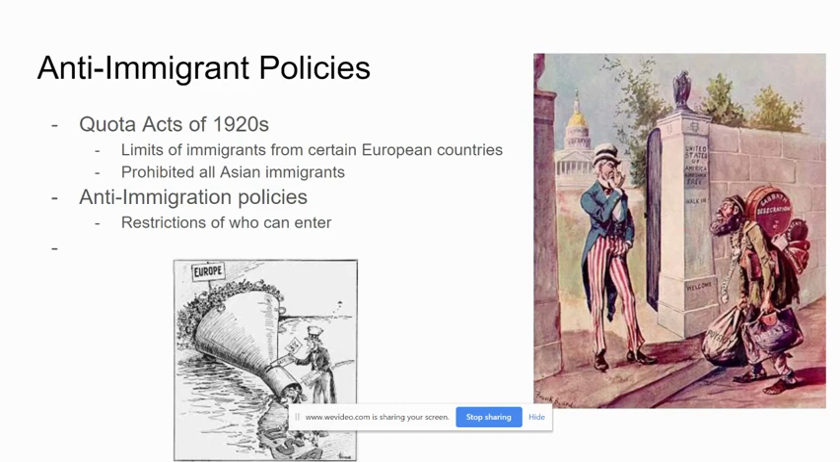This is really going to be spurred by this growing fear of communism. As communism takes hold over in Eastern Europe and Russia, we're going to see this fear of it spreading to the United States. So there's going to be this limitation of immigrants from those countries, even if those immigrants are trying to get away from the communist policies being put into place.